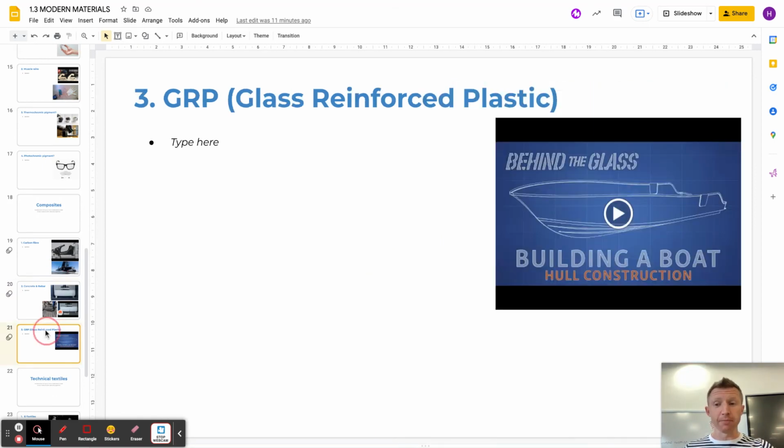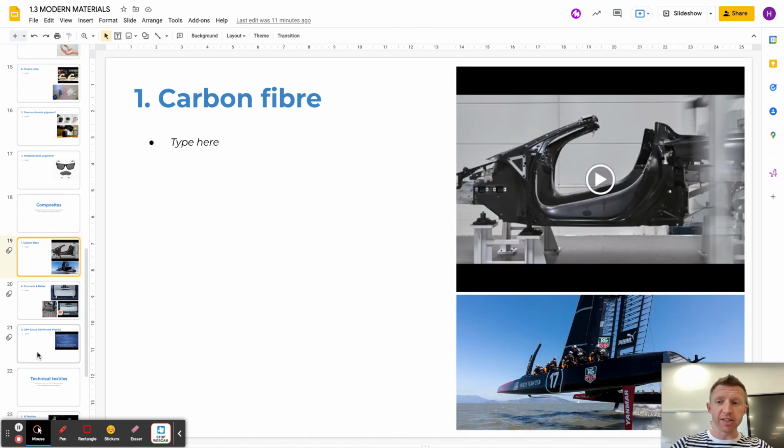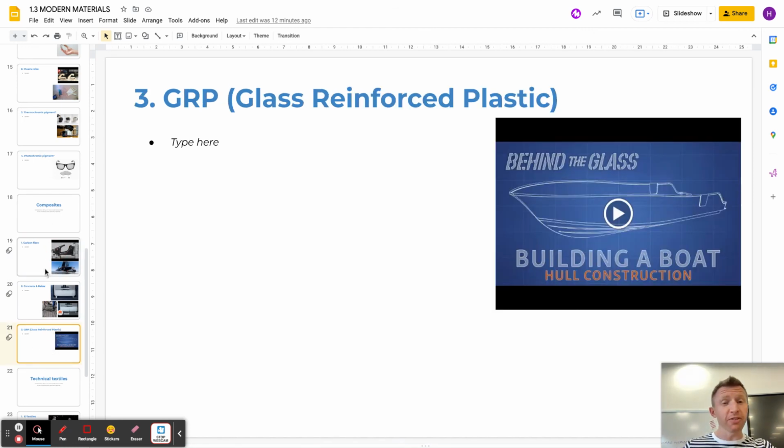So GRP is very similar to carbon fiber, but instead of using carbon fibers, it uses glass fibers instead. Commonly, it's also called fiberglass. And this is how boat hulls are made. If you watch the video here, it's very similar there.